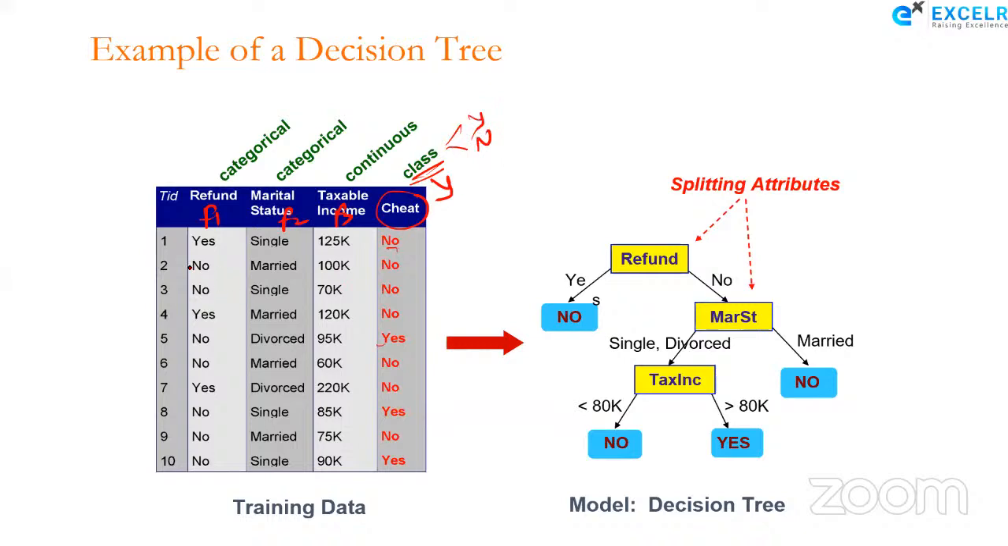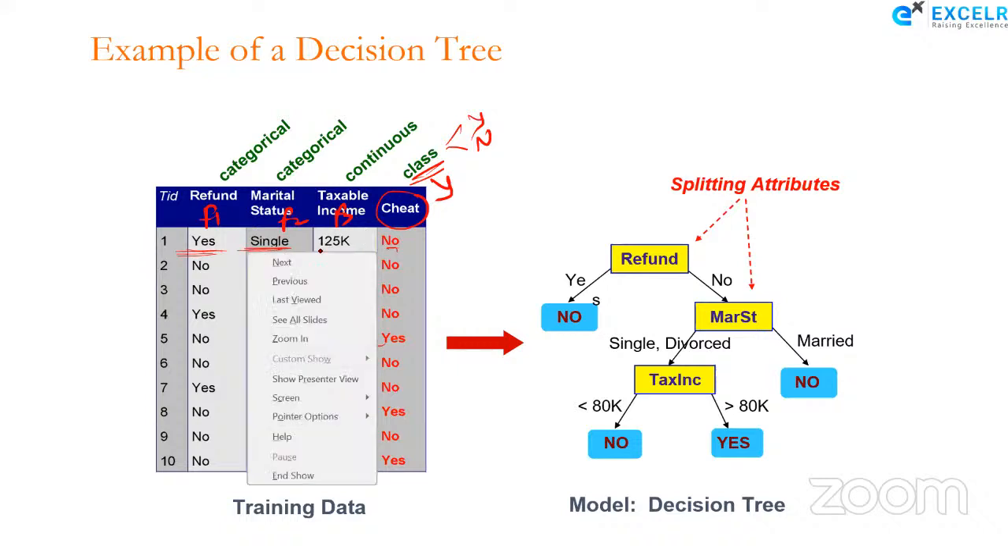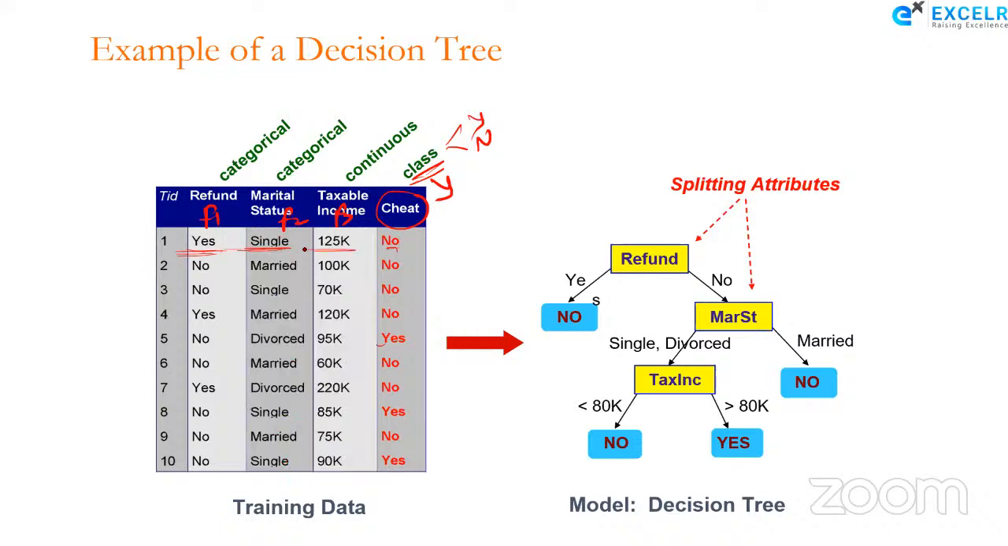Based on these features, whether there is a refund expected from the income tax, whether the person applying for the income tax return is single or married, and what his taxable income is, we are going to build a tree such that we predict whether he will cheat the income tax department, yes or no. So I'll take the feature refund and make it the root node.